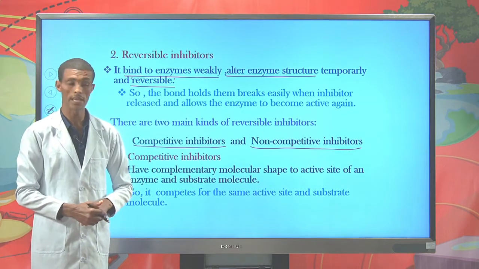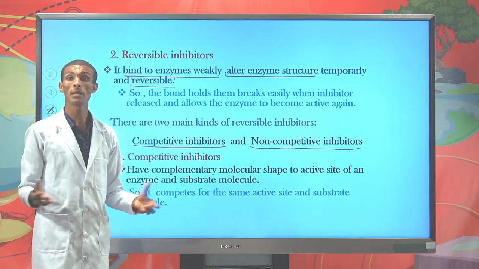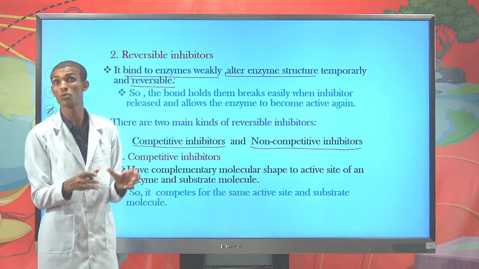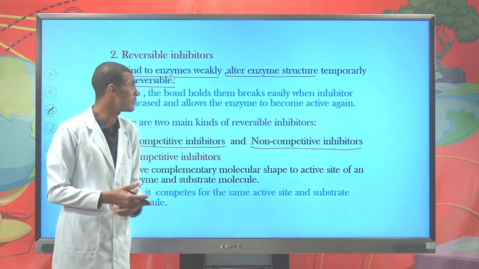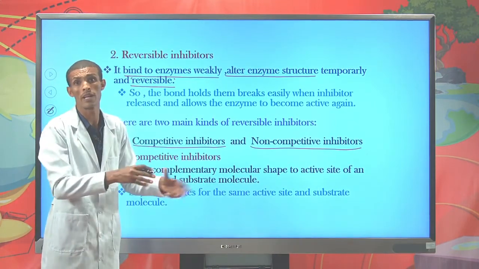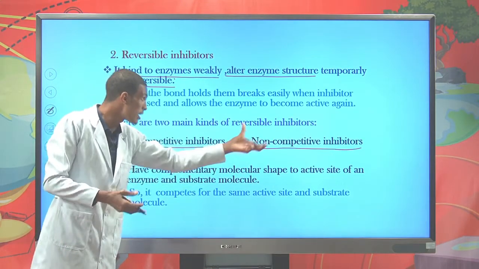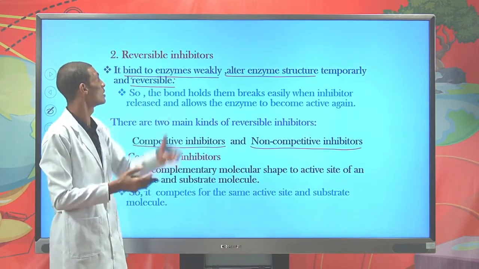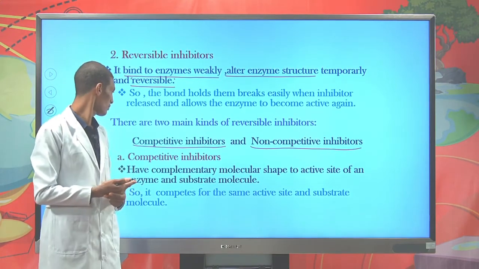As its name indicates, a competitive reversible inhibitor is an inhibitor that competes for something on an enzyme, whereas a non-competitive reversible inhibitor does not concern that part of the enzyme. Its name indicates there is a competitive and a non-competitive reversible inhibitor. Let me see them one by one.